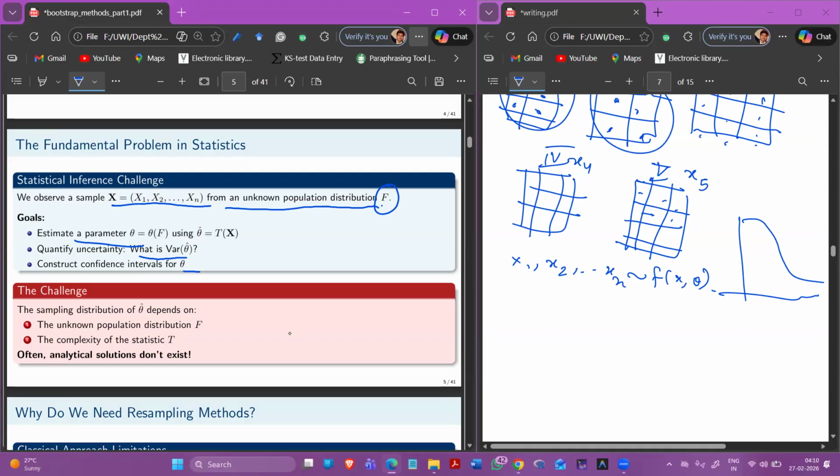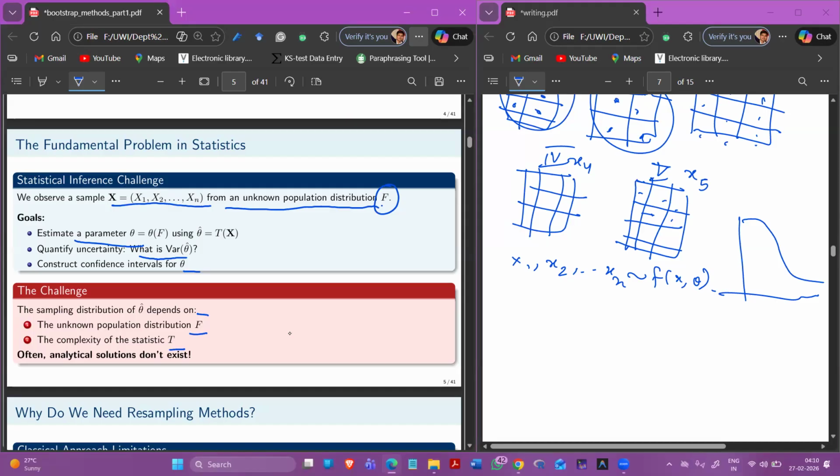The sampling distribution of theta depends on the unknown population distribution f, and on the complexity of the statistic t that we discussed. We cannot find the standard error or estimate of the median or ratio, right? And the population distribution is unknown in real life situations, right? So often an analytical solution doesn't exist for them. First of all, we don't know the distribution of the population.